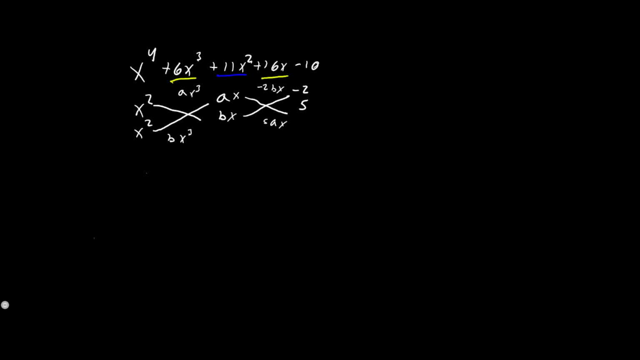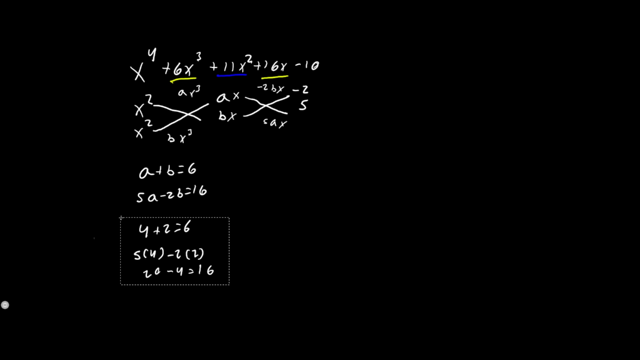So let's write our system of equations, where we have a plus b is equal to 6, and 5a minus 2b is equal to 16. And we could guess and check here, but we could automatically see that 4 plus 2 is equal to 6, and 5 times 4 minus 2 times 2 is 20 minus 4, which is 16. So we already found a and b, where a is 4 and b is 2.